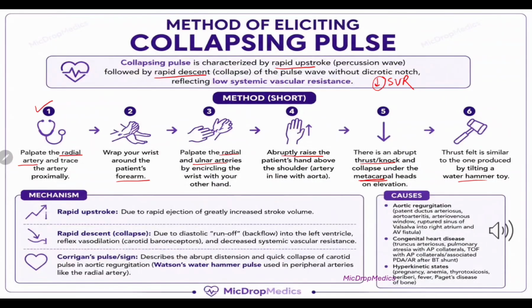So, why does this happen? The rapid upstroke is due to a massive stroke volume bursting out of the left ventricle. The rapid collapse happens because during diastole, the blood immediately rushes backward into the left ventricle, which is like a diastolic runoff, combined with reflex vasodilation. This is the hallmark sign of aortic regurgitation, patent ductus arteriosus, or hyperkinetic states like severe anemia, pregnancy, and thyrotoxicosis.